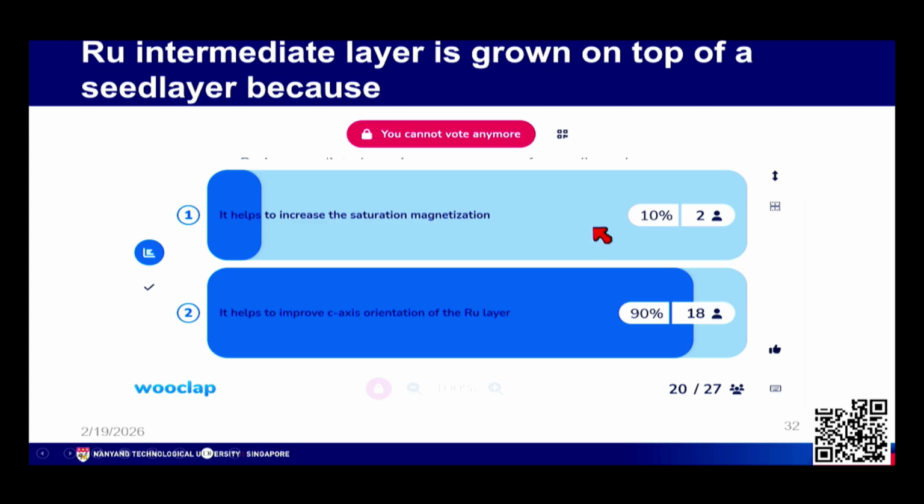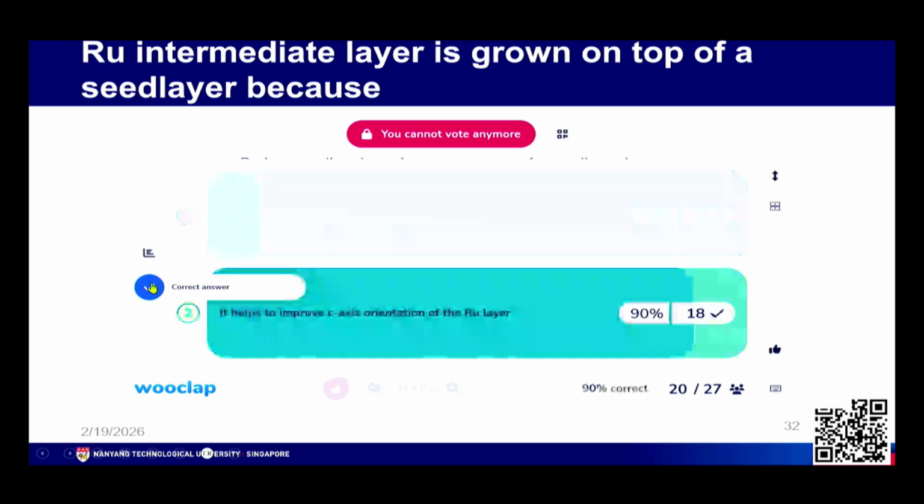Okay, again magic number. So we use ruthenium layer to help improve the C axis, and the seed layer to improve the C axis orientation of the ruthenium layer. The science of why on certain layers the ruthenium gets better C axis orientation is not clear.